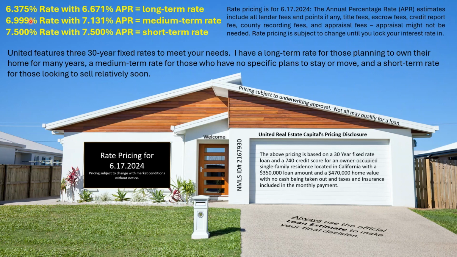You don't want to compare dissimilar rates. Like, for example, you don't want to compare my 6.999 rate to someone else's 6.875 rate. You want to compare apples to apples, my 6.999 rate to someone else's 6.999 rate. And then you look at the APR so you can tell who should have the lower fees.